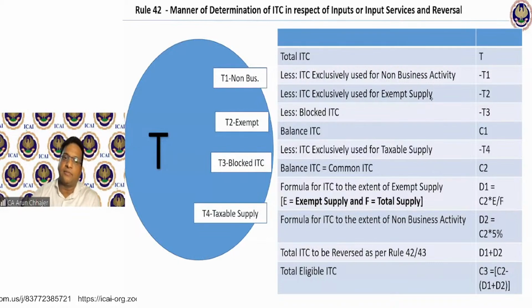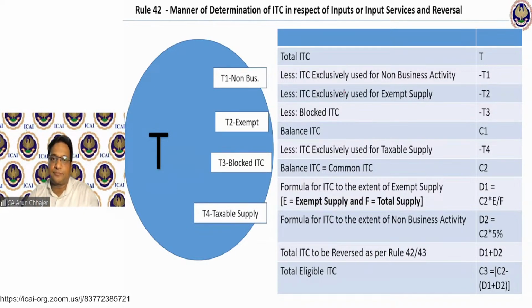Rule 42, I will quickly explain. In the last half an hour, you can ask any question. But let me discuss rule 42. Why is rule 42 adopted? If I have common ITC, which is being used for taxable supply as well as for exempt supply, then I need to reverse my ITC. How to determine the ITC to be reversed? There are two rules, rule 42 and rule 43. Rule 42 I will explain; rule 43 you can read, and if you have any question, we can discuss. Rule 42 is applicable for inputs and input services, and rule 43 is applicable for capital goods.